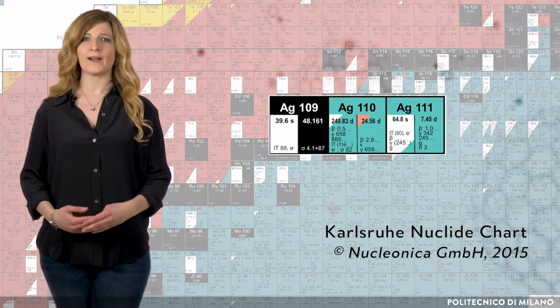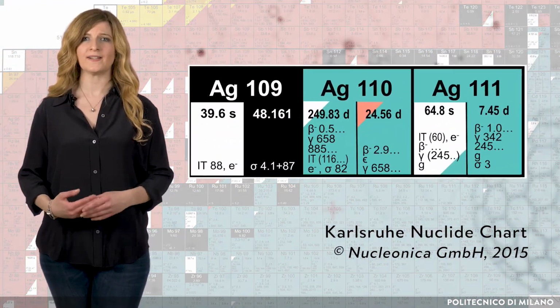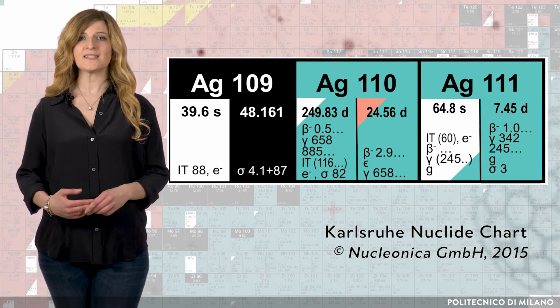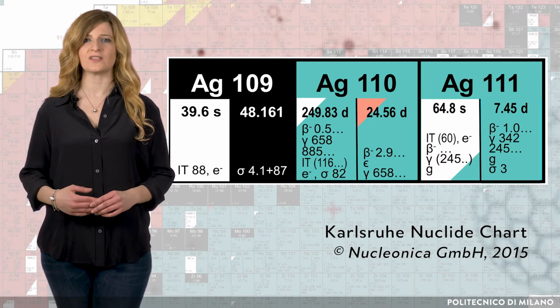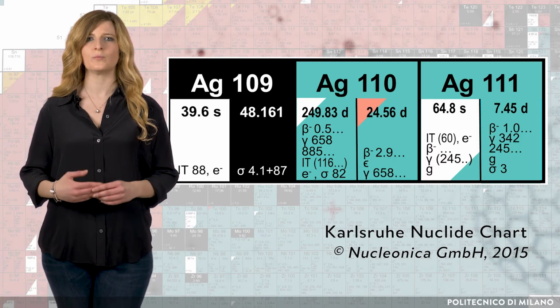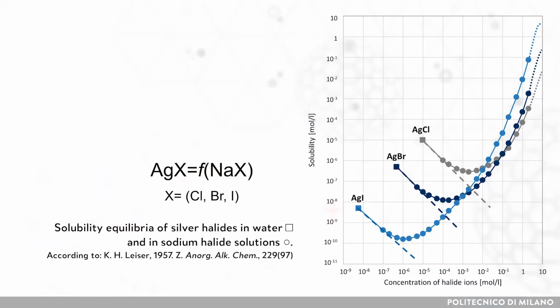Using silver-110 and silver-111 as tracers, the solubility of halides was determined as a function of the concentration of the corresponding sodium halide. The solubility curves are shown in the image. Starting from water, the solubility decreases with the concentration of halide ions, as expected from the solubility product.